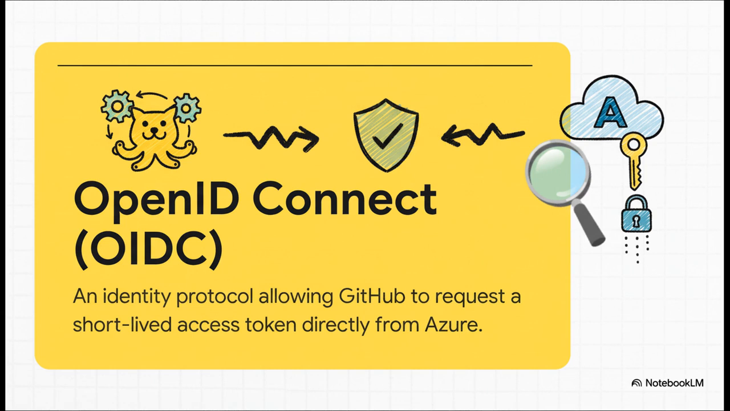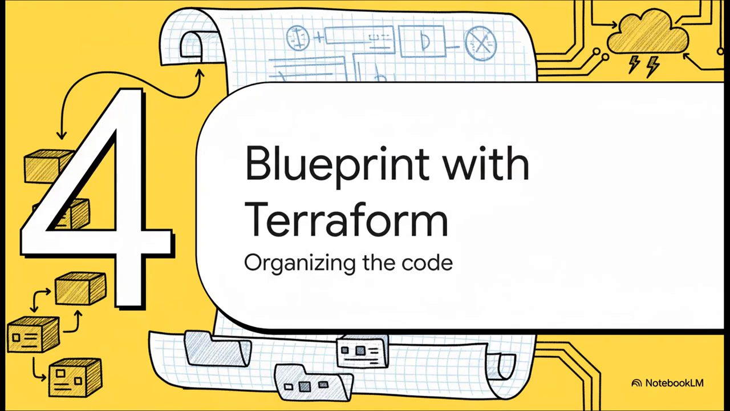I'm running this specific job for this code. Can you please give me a temporary key so I can do my work? Azure checks that it trusts GitHub and then issues a token that expires really quickly. No permanent secrets are ever flying around. Okay, our secure connection is built.